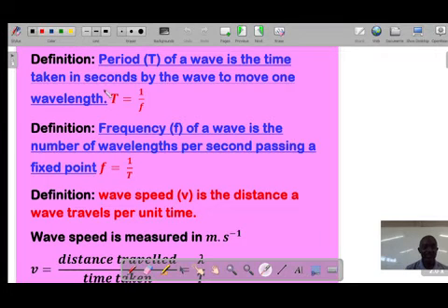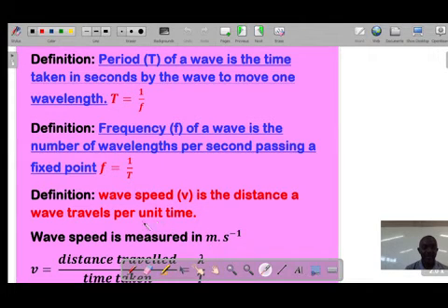Okay, now another definition: the period of a wave is the time taken in seconds by the wave to move one wavelength, and the period is equal to 1 over frequency. Likewise, the frequency of a wave is the number of wavelengths per second passing a fixed point, and the frequency equals 1 over time, t. This t is the periodic time which is here. Actually, frequency and the periodic time are inversely proportional to one another. They are inverses of each other.